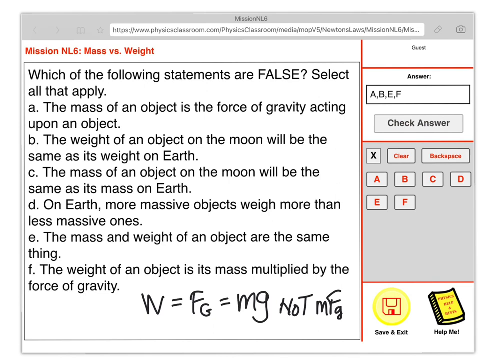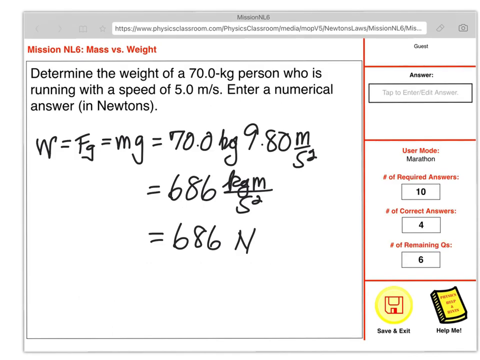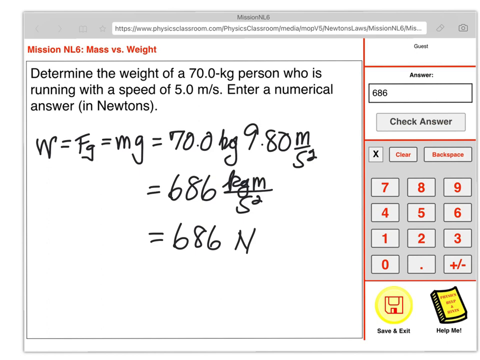Okay, another one. When you do these questions, you don't have to write things out, but if this were a quiz question, this is the format you would use. So notice the weight is the force of gravity. The force of gravity is mg. There's the m with the units. Here's g with the units. Notice the units come out to be kilogram meters per second squared, which is a newton.